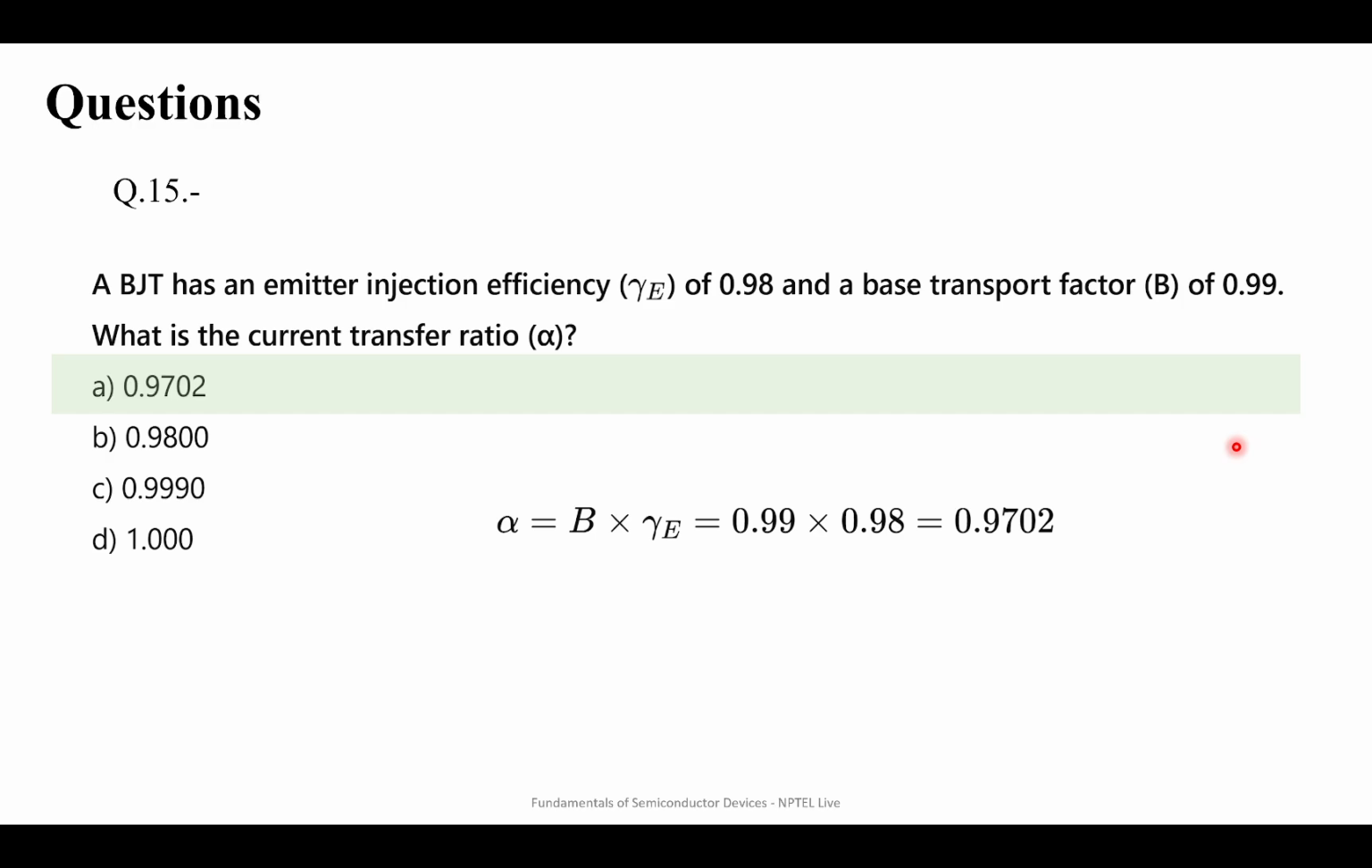So your current transfer ratio is given as the product of your emitter injection efficiency and your base transport factor. So that would be 0.99 times 0.98, and that comes out to be 0.9702.